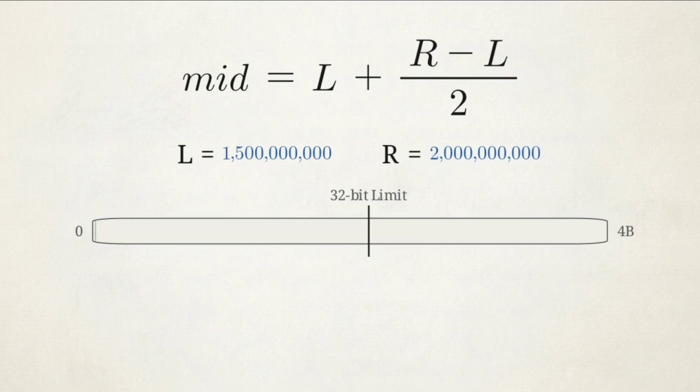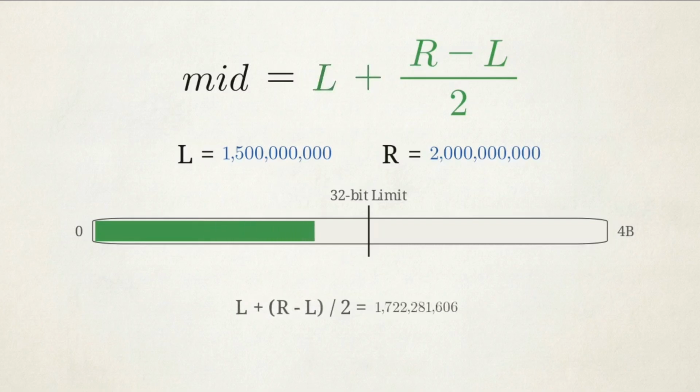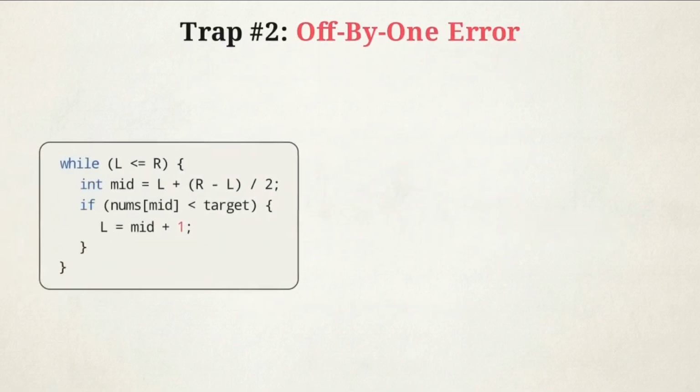We avoid this using a safe implementation. Mid equals L plus the difference of R and L, divided by 2. By subtracting first, we prevent the variables from exceeding memory limits, keeping the integer capacity gauge safely in the green zone. The second trap is the off-by-1 error.